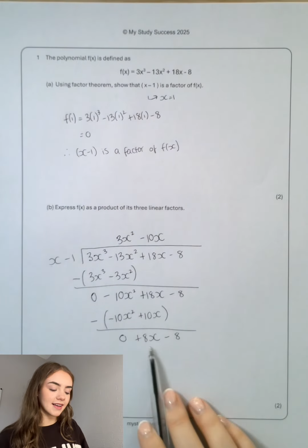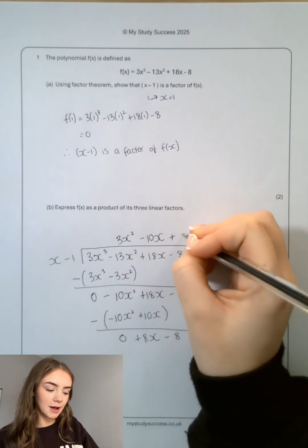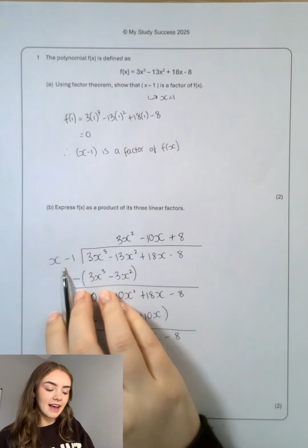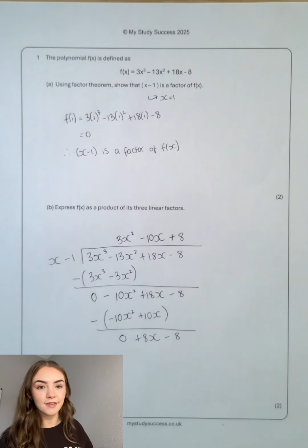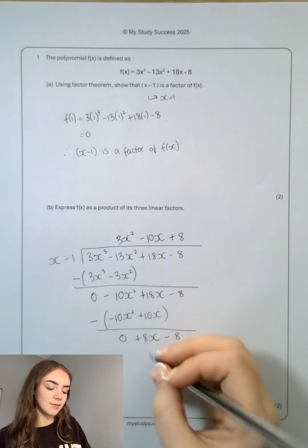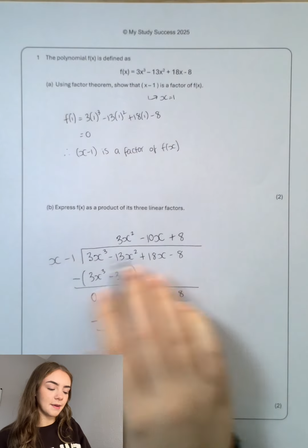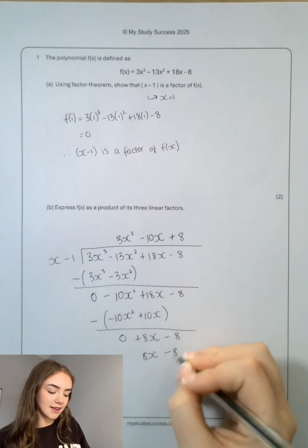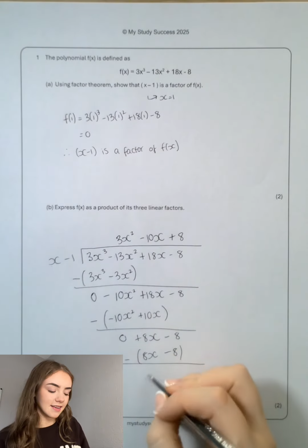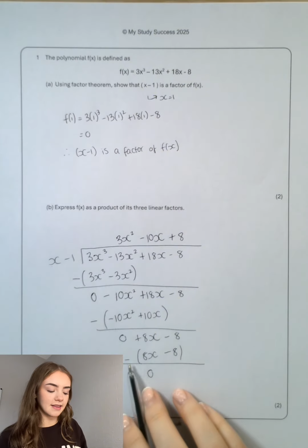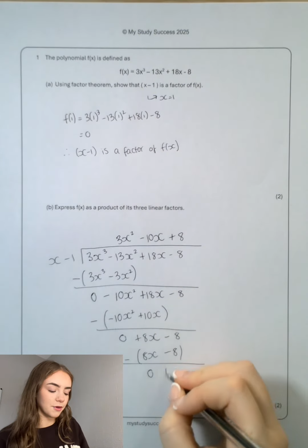Lastly, to get from x to 8x, we've multiplied by 8, then we'll need to subtract (x − 1) multiplied by 8 from the previous line. x times 8 is 8x, and −1 times 8 is −8. 8x − 8x is 0, and −8 − (−8) will also be 0.